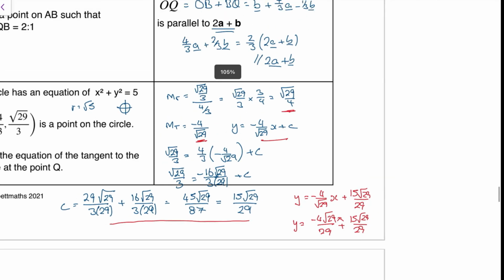Well, we ended with quite a difficult question there, didn't we? Because we started off pretty straightforward. The vectors question, not too bad at all. But that last question, just because of the messing around with surds, definitely a bit meaner.